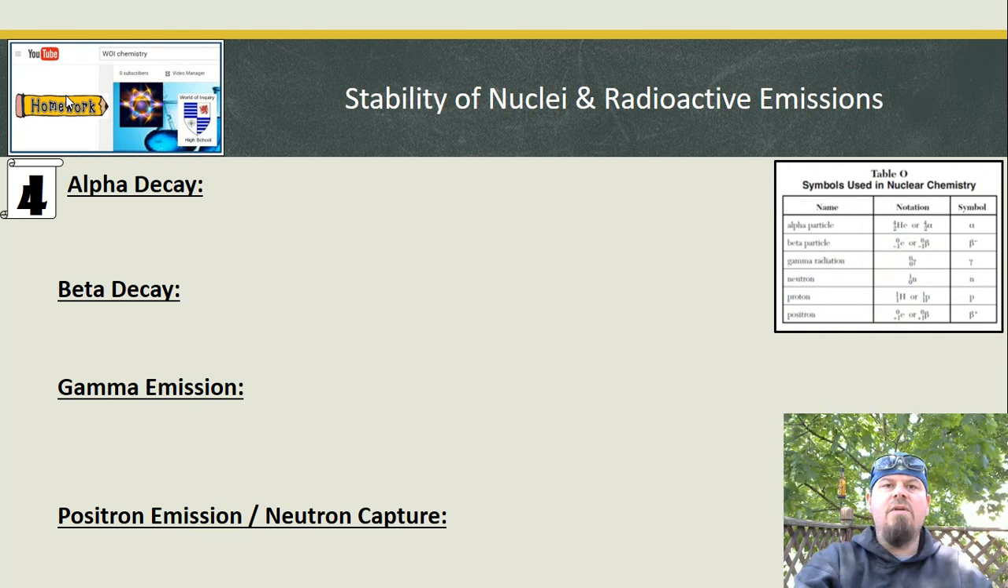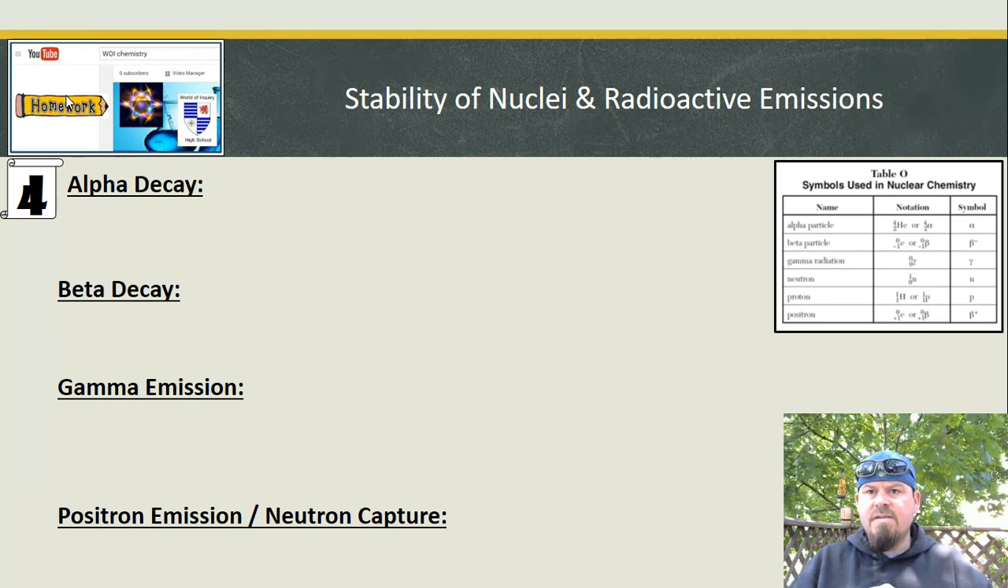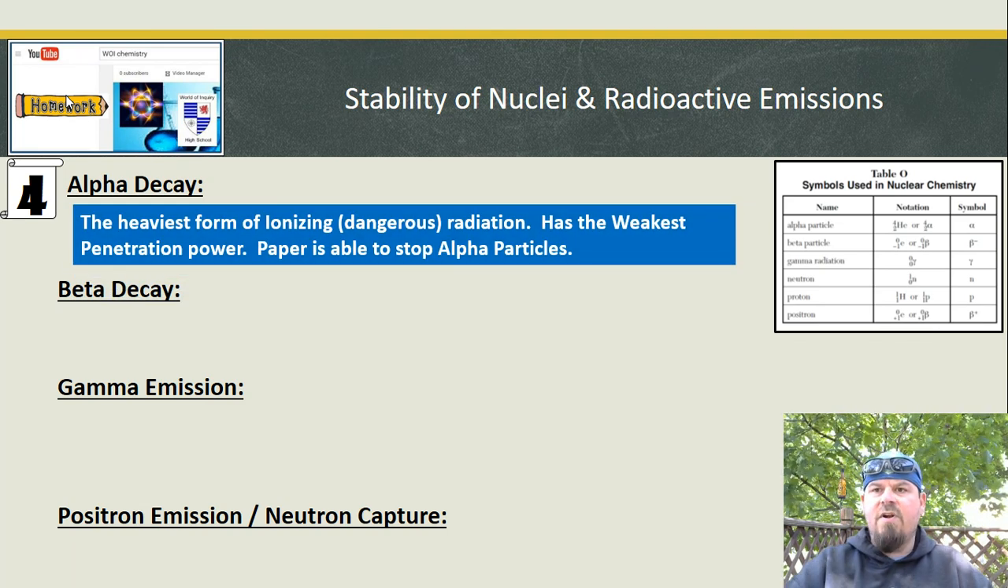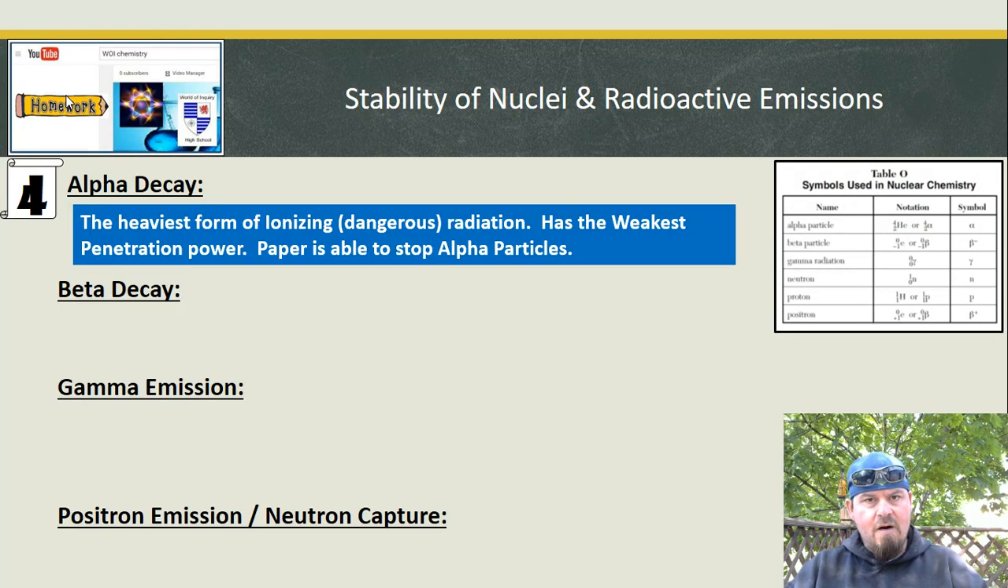So here are the 4 decay modes. You can see the table is here for you with different notation and symbols. Alpha is the little a. It's got these funny little tails on the top because it's supposed to be Greek, right? This is the heaviest form of dangerous radiation. Hence, it has the weakest penetrating power. So you can think of it this way. Penetrate means to go through.